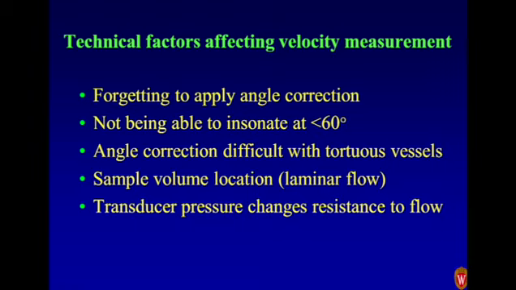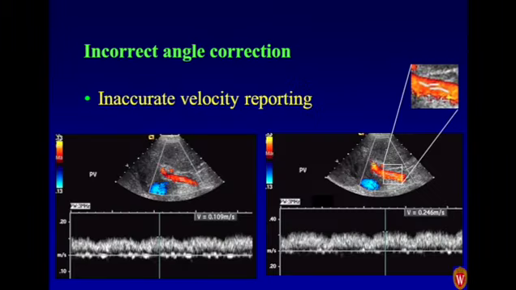Where you put your sample volume in a vessel, especially a big vessel, that too will affect velocity measurements because of laminar flow. I'll show you that in a minute. And then finally, transducer pressure can change resistance to flow. If you push hard with your transducer, you will change the dynamics of flow within the underlying tissues.